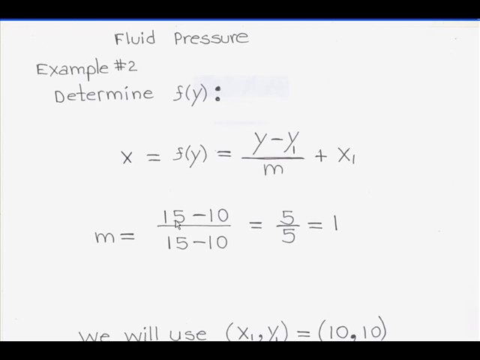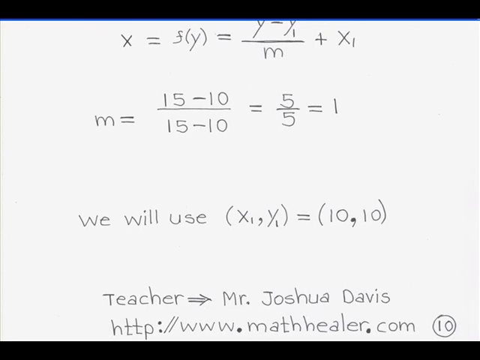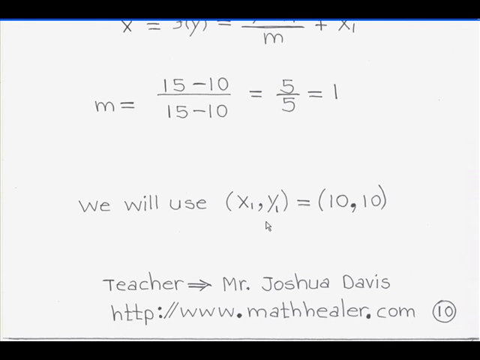Our slope is equal to 15 minus 10 divided by 15 minus 10. We get 5 divided by 5. The slope is equal to 1. For our point x1, y1 will equal 10, 10. So x1 will equal 10, y1 will equal 10.